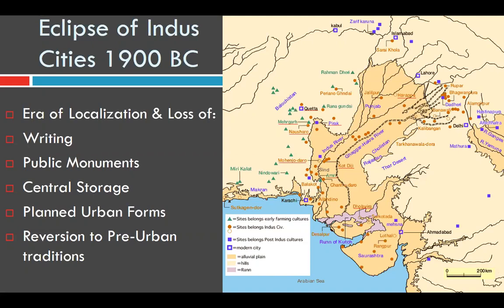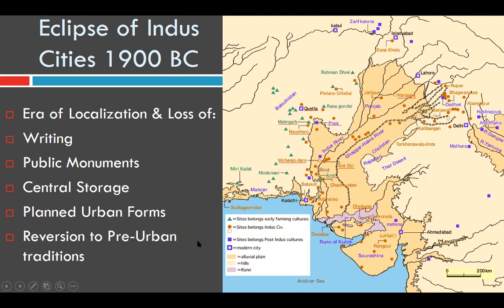And here in this map, there's a lot happening, but it tells really the story of the rise and fall of the Indus. Sites that belong to early farming cultures are over on the other side of the mountains in Baluchistan and Afghanistan. You can see these important sites here. Mehrgarh is represented right in the middle of all of that. Those are early Neolithic sites. And then in the red or orange circles, sites that belong to the Indus civilization along the Indus River and in between the Indus and the Ghaggar-Hakra River, which has gone extinct.